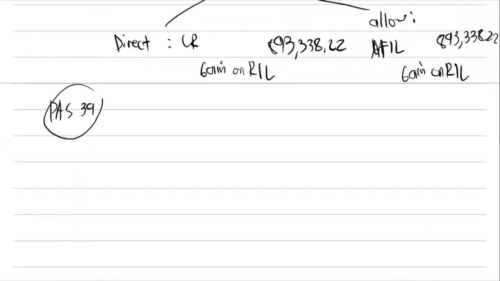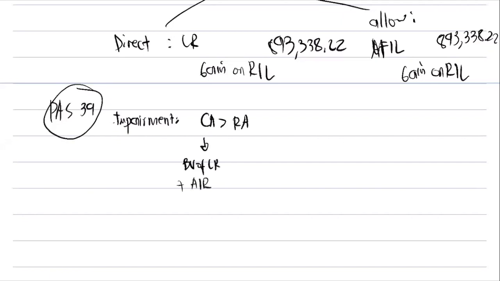Balikan natin. So, under PAS 39, when can we say that there is impairment? There is impairment if the carrying amount is greater than the recoverable amount. What do we mean by carrying amount again? The carrying amount is equal to the book value of the loan receivable plus any accrued interest receivable. How about our recoverable amount? The recoverable amount is equal to your present value of future cash flows discounted using the original effective interest rate.